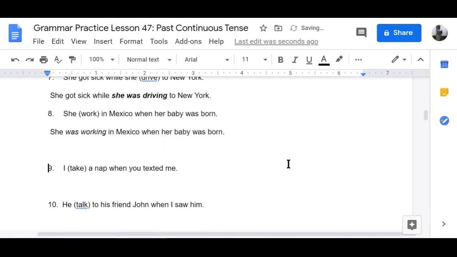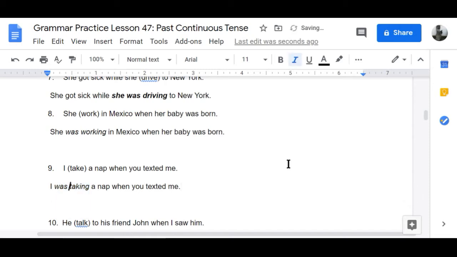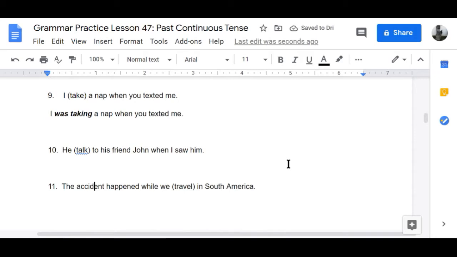9. A nap when you texted me. I was taking a nap. I was sleeping. I was relaxing. I was taking a nap when you texted me. That's it. I was sleeping, usually after lunch, maybe in the afternoon.